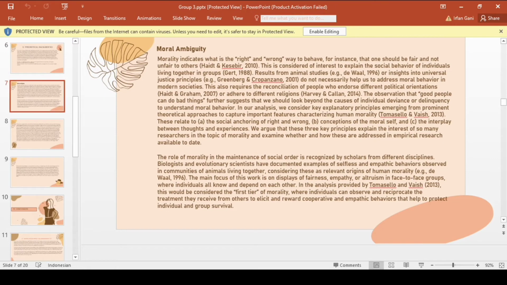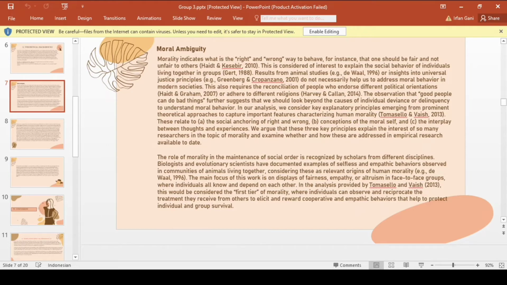So, morality, moral ambiguity. Morality indicates what is right and wrong way to behave. For instance, that one should be fair and not unfair to others. This is considered of interest to explain the social behavior of individuals living together in groups. Results from animal studies or insights into universal justice principles do not necessarily help us to address moral behavior in modern societies. This also requires the reconciliation of people who endorse different political orientations or adhere to different religions.